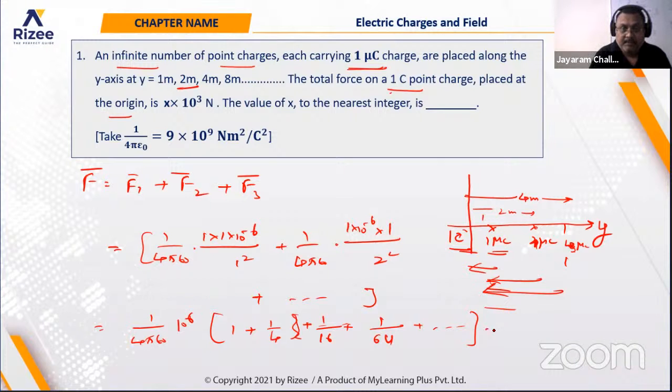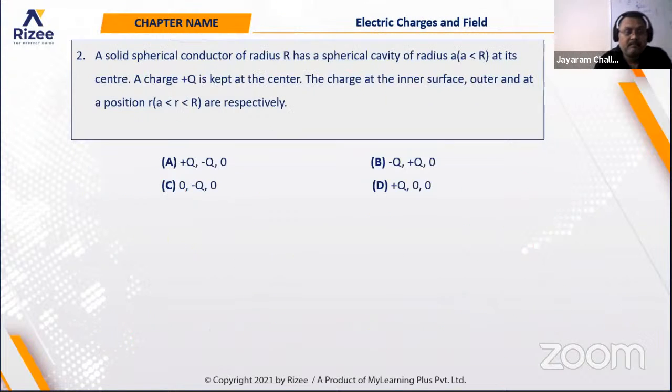There your 1 by 4 pi epsilon naught, 9 into 10 to the power of 9, into 10 to the power of 6 into, what will be the infinite series? 1 by 1 plus 1 by 4. And go ahead for the solving. You should be getting your answer correspondingly. Right? Next one, sir. A solid sphere of the conducting radius r has a spherical cavity of radius a.